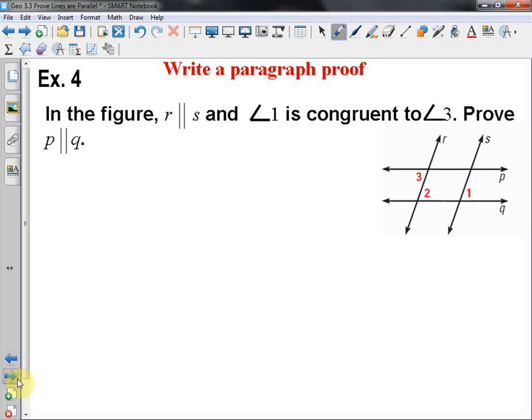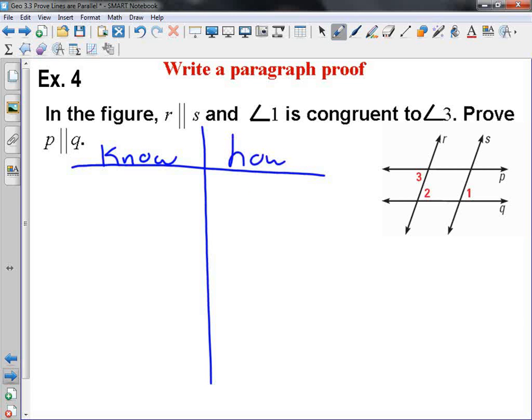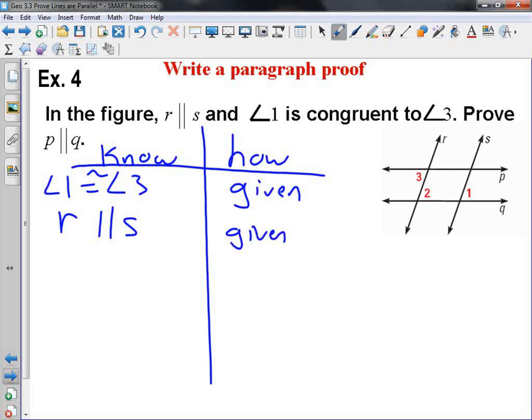All right, so on this one, we have R and S. We want to prove that P is parallel to Q, okay? So what's the first thing I'm going to write down? The first thing I'm going to write down is given. What did they tell me? Angle 1 is congruent to angle 3, okay. R and S are parallel, right? And that's given. All right, this one they gave us more than one thing. They gave us 2.